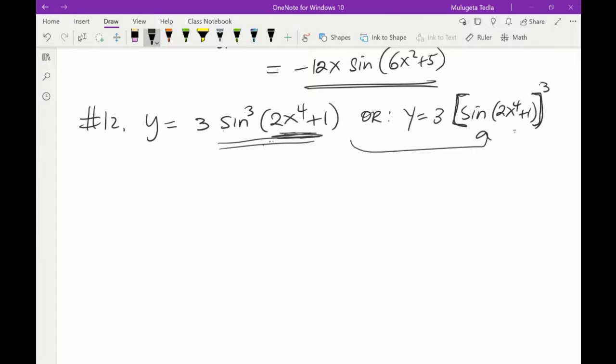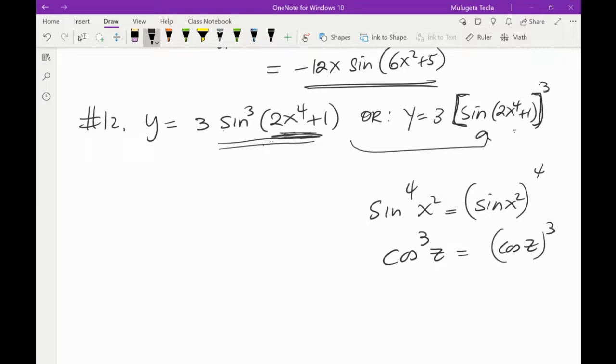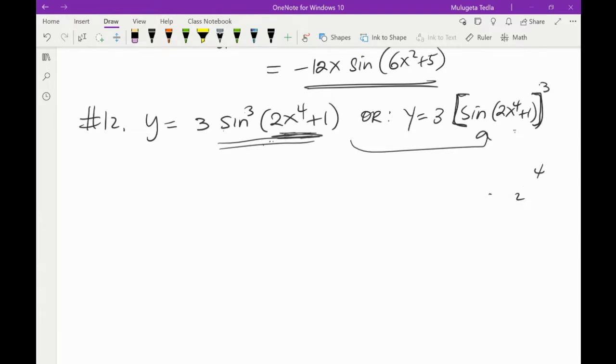Really, what they meant is there is no trig function without an angle. So when you say sine to the 4 of x squared, when you write sine, you need an angle for it, which is x squared. So the 4 is representing the power of 4. Understand? I think you should realize cosine cubed z means cosine of z to the power of 3. That's what it means. So I think it is better to see the inside when you're finding the derivative. This representation is better for differentiation.